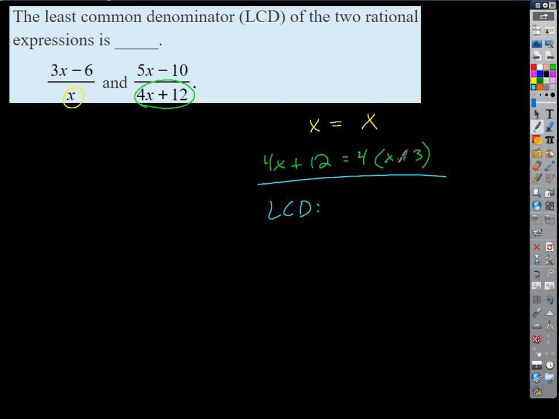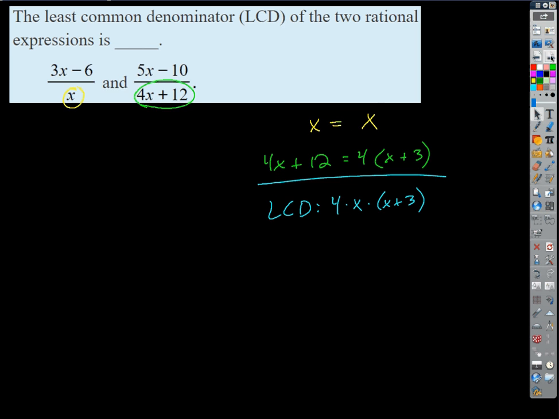What we want to do, though, if we have constants, like numbers, is put the numbers out in front. That's just kind of a bookkeeping thing. It makes it easier to keep track of. So we'll put the 4 out front times x plus 3. That's it. That's the least common denominator, right? It's no big deal.